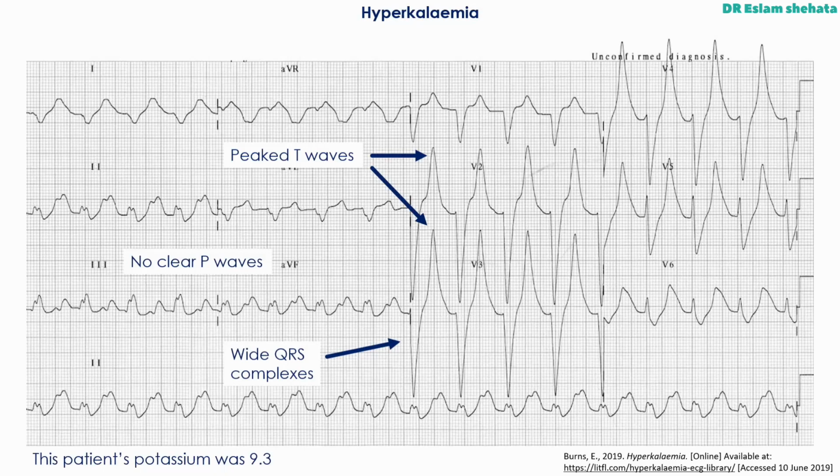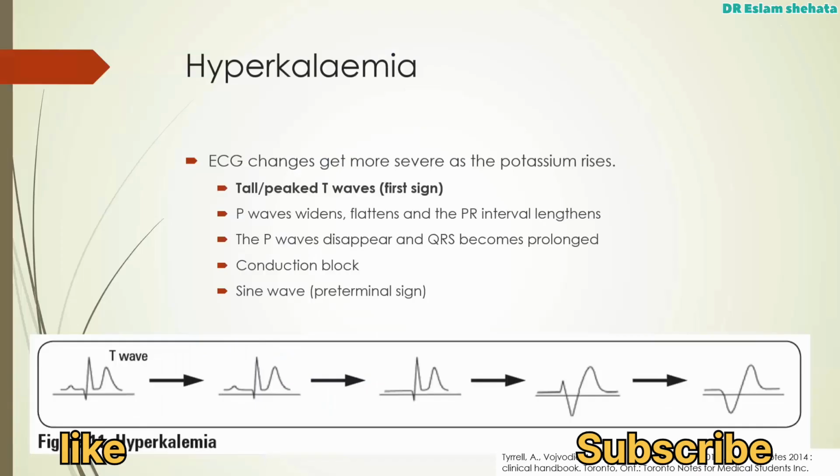Now, the changes I want you to notice are the tall peaked T waves. The QRS complexes are wide, and there's no clear P waves. I've taken this ECG from Life in the Fast Lane, where they tell us that this patient had a potassium of 9.3. This is obviously extremely dangerous, as hyperkalemia will eventually lead to cardiac arrest.